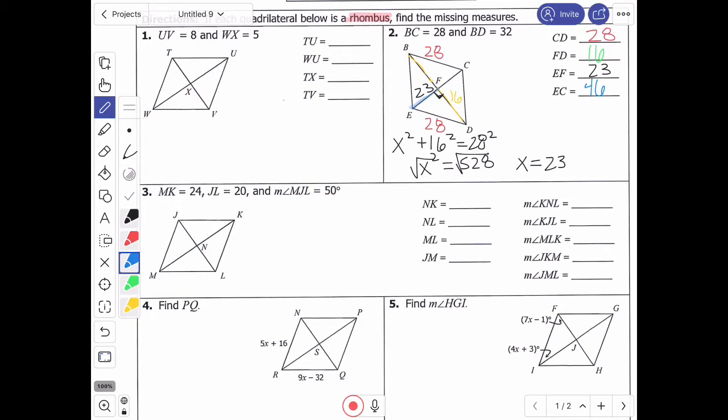Okay, for number 3, I thought I'd do 3 because 3 is a good mixture of like sides and angles, so it's a good practice for everything. So starting off, MK is 24, so that's this whole diagonal. JL, the other diagonal, which I'm going to make a little different, is 20.